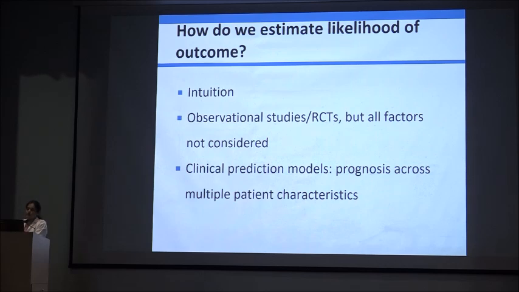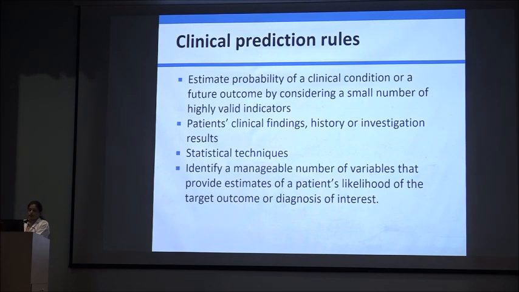So these are basically decision aids that can be used at the point of care to make prognostic decisions or diagnostic decisions by physicians. And they usually combine components of history, examination, or simple laboratory tests to give a probabilistic outcome. So clinical prediction models, some people don't like to use the term rules.